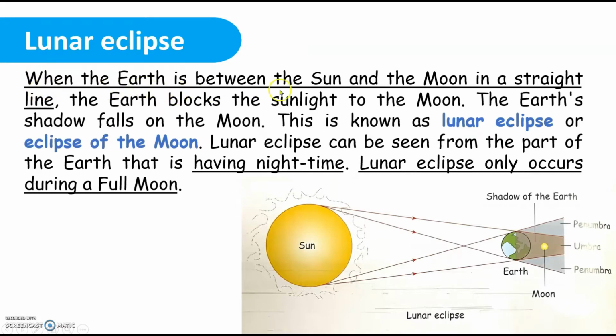When the earth is between the sun and the moon in a straight line, the earth blocks the sunlight to the moon. The earth's shadow falls on the moon. This is known as lunar eclipse or eclipse of the moon. Lunar eclipse can be seen from the part of the earth that is having nighttime. Lunar eclipse only occurs during a full moon.